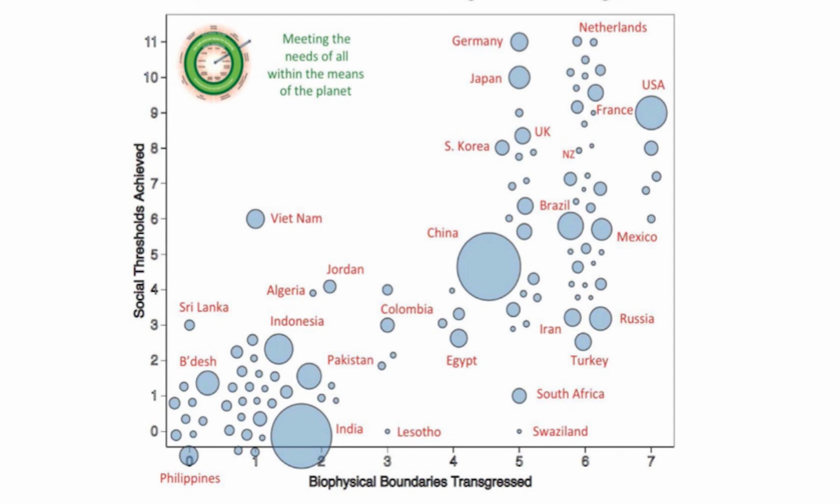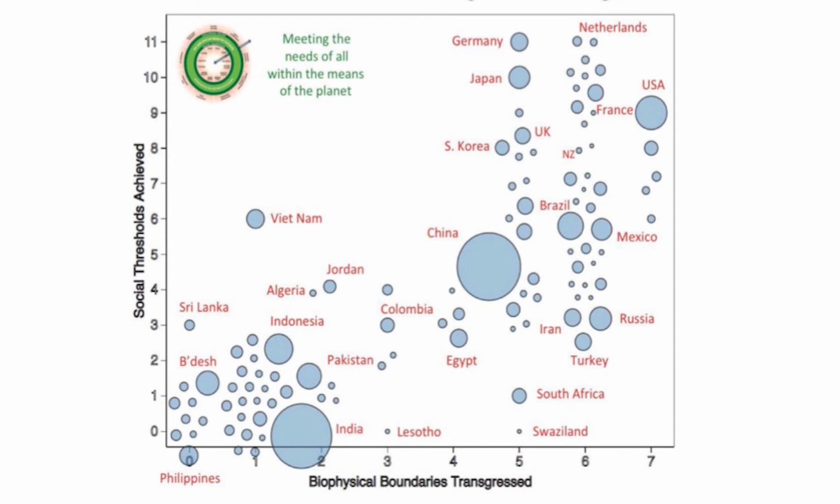And so up in the top left corner here is the donut economics model, meeting the needs of all within the means of the planet. And you can see that a lot of countries are doing really, really well in meeting social needs. So for example, in the top right corner, the Netherlands, Germany, Japan, the US, all of us doing a good job of meeting social needs, but at the same time, we're transgressing several of the planetary boundaries.